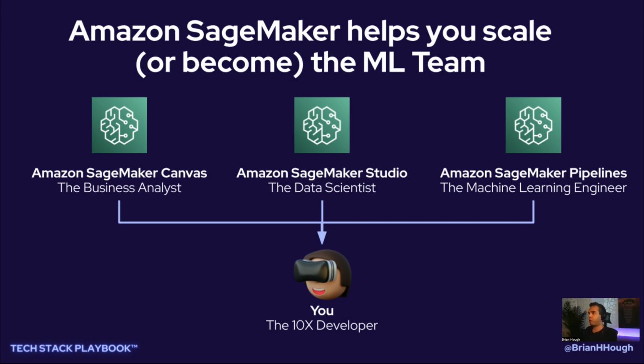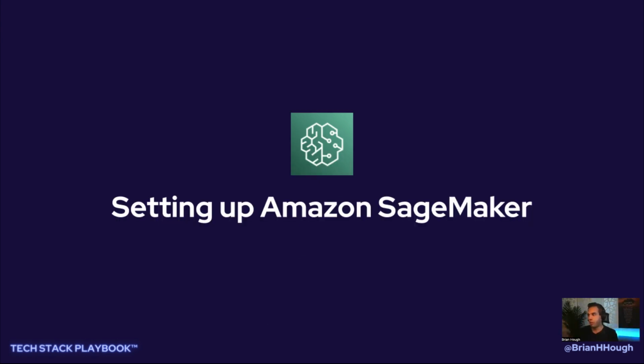But just to help you become the ML team, right? Before, you needed teams of people to be managing a lot of this type of stuff. Now you could have a single developer, or a small team of developers, working on a SageMaker pipeline to run a model and maintain it. So that's where your business analyst, your data scientist, and your machine learning engineer could become you, and you become the praised 10x developer of sorts. And that's where all of these different systems of SageMaker come into play.